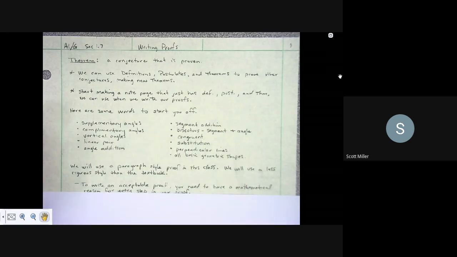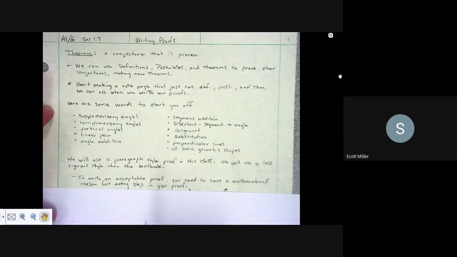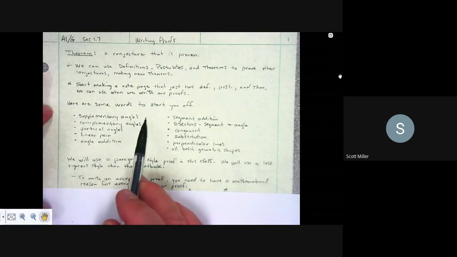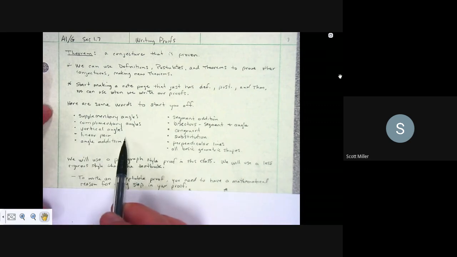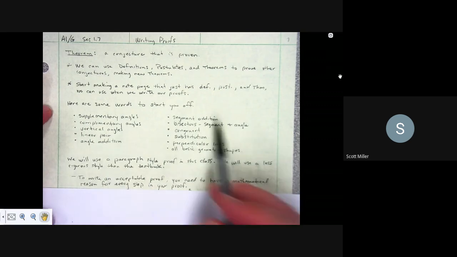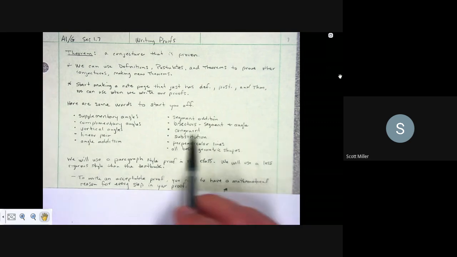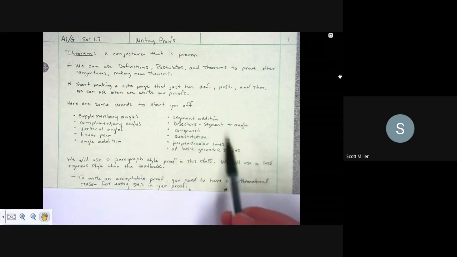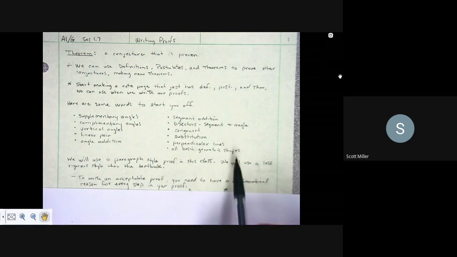Here are some words you want to make sure you understand, because we use these quite a lot. You want to know what supplementary angles are, complementary angles, vertical angles, what a linear pair is, and angle addition. We've had segment addition, bisectors of a segment. What does a bisector of an angle do? What does congruent mean, and what conclusions can I make? What is substitution? That is a technique for helping us figure things out. What are perpendicular lines?